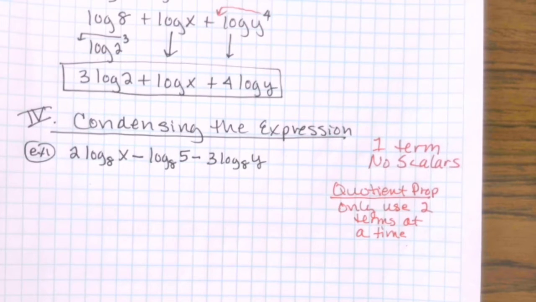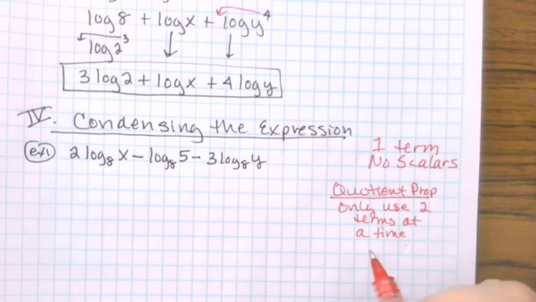So in fact, most of our properties, you can only use 2 at a time. So quotient property, you can only use 2 at a time. And it's the same for the product property.